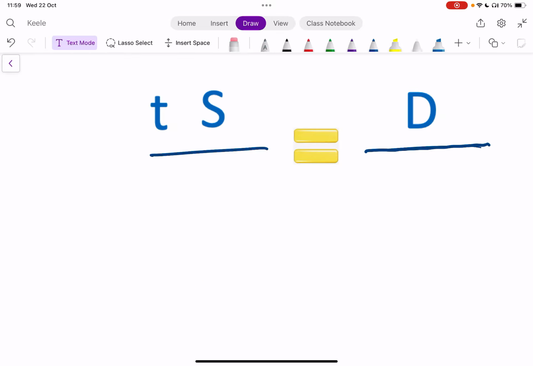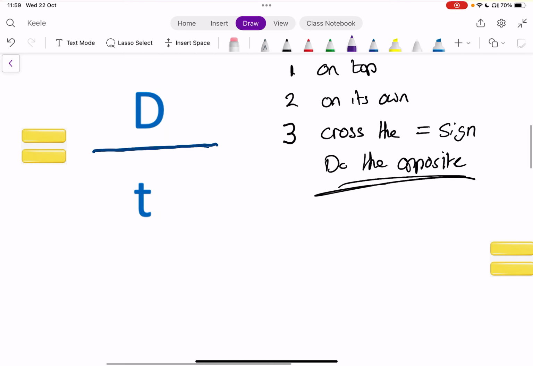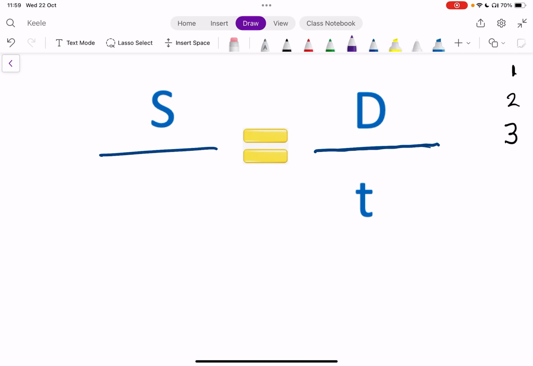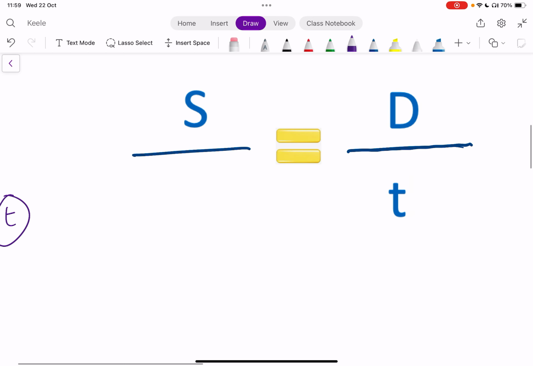Right, let's go back to where we started. Let's imagine now that I don't want an equation for distance. Imagine I want the equation for time. Little bit tricky, but not much. Remember the two rules. It's got to be on top. It's got to be on its own. So first rule, we've not met. It's not on top. So the first job is to move time so that it is on top.